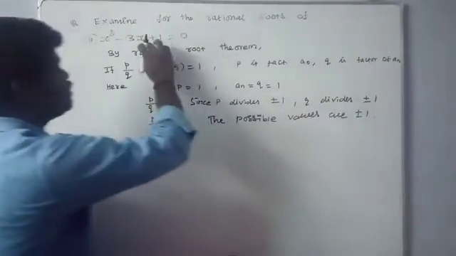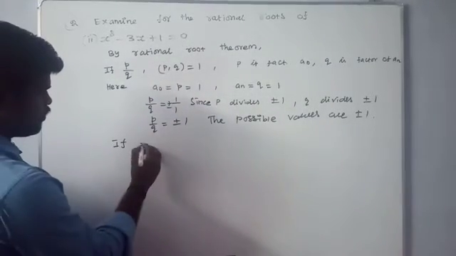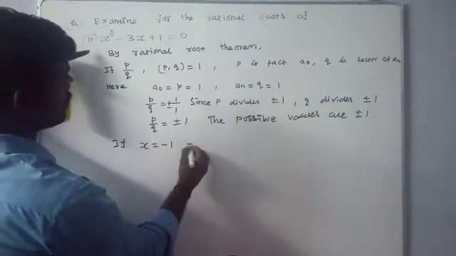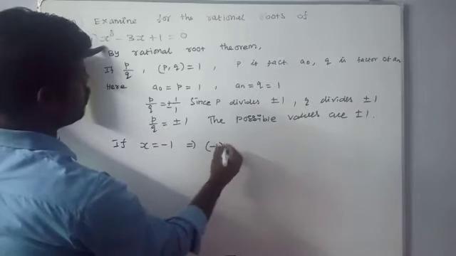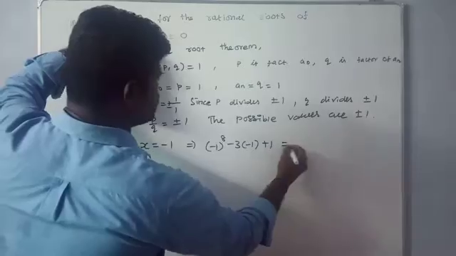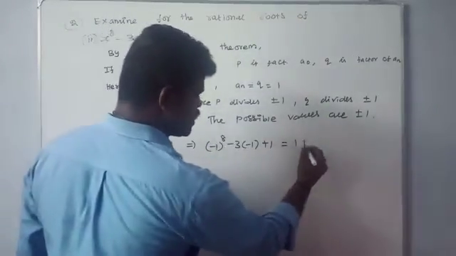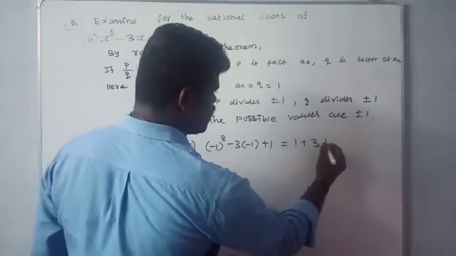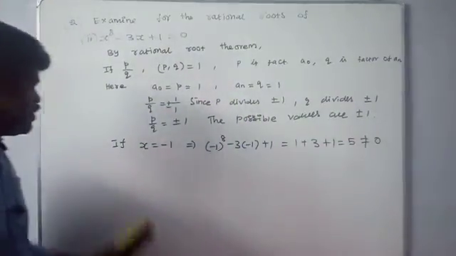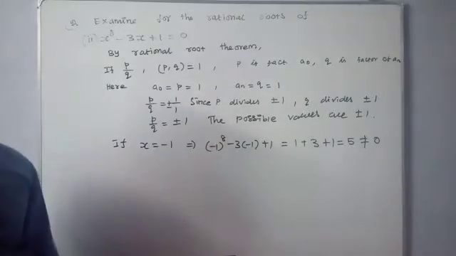If we substitute into this equation, we want to get 0. So there is a rule. If x is equal to minus 1, put it here. Minus 1 whole power 8 minus 3 into minus 1 plus 1: minus 1 power 8 means 1, minus into minus is plus, so 3 plus 1, which is equal to 5, which is not equal to 0. So x equal to minus 1 is not a root of this polynomial.